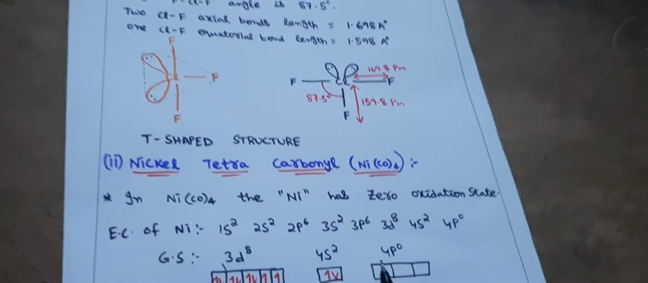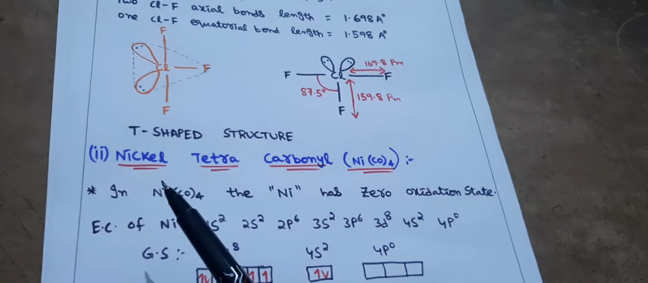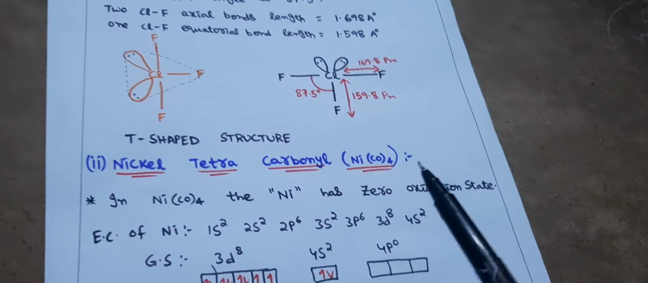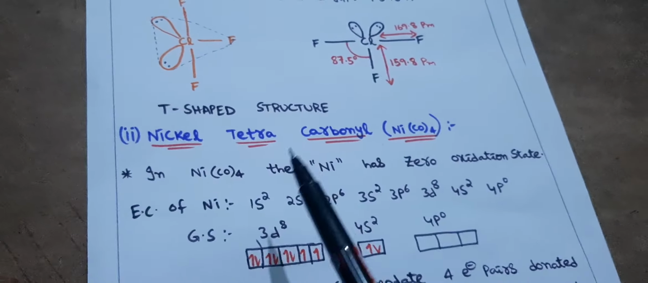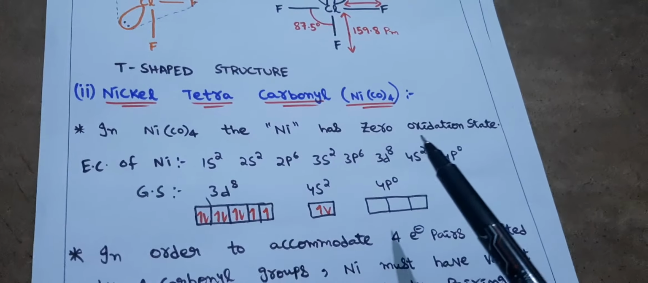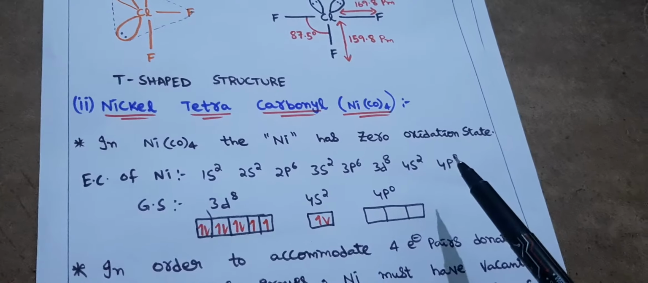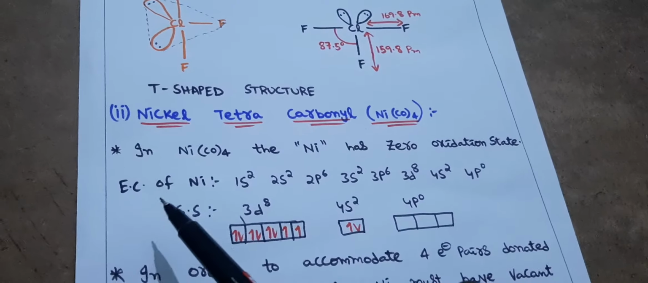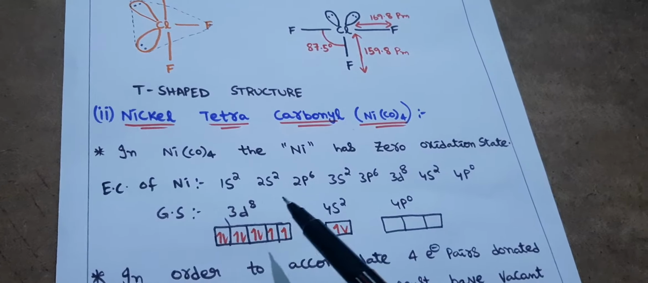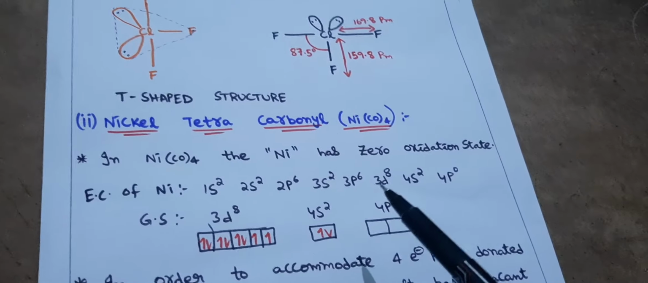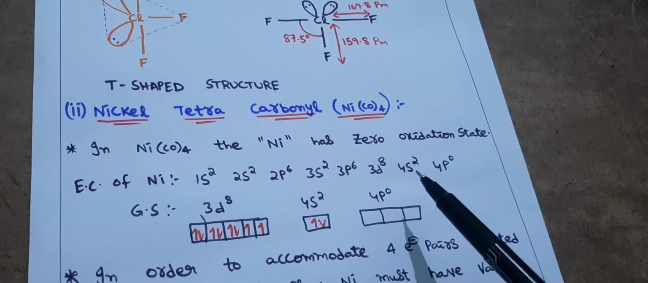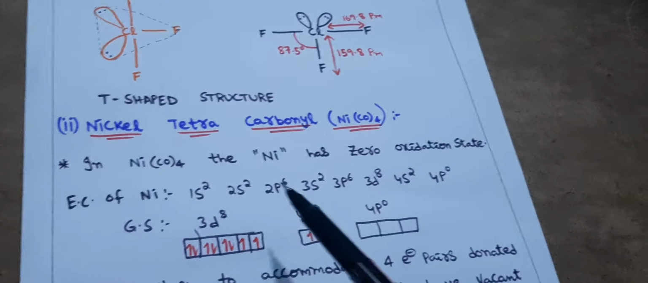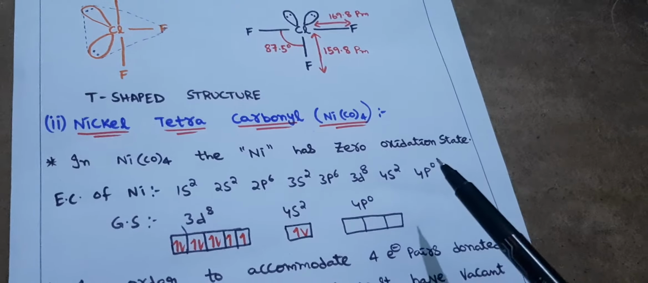That's it. Next, the second example is nickel tetracarbonyl, Ni(CO)4. Here, in Ni(CO)4, the nickel has zero oxidation state. So, first, let's see the electronic configuration of nickel. 1s2, 2s2, 2p6, 3s2, 3p6, 3d8, 4s2. So, 28 is the atomic number of nickel. So, this is the electronic configuration and 4p will be vacant.